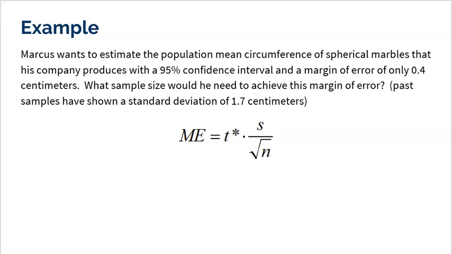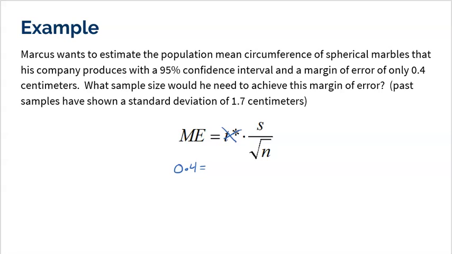Boy, that's a pretty small margin of error. Up 0.4 centimeters, down 0.4. And he wants a 95% confidence interval. And it does say that previous data has a standard deviation of 1.7 centimeters. So slightly different value there as well. And it's just crazy because these slightly small differences are actually going to make this problem make a lot more sense. So again, the margin of error he wants is 0.4.